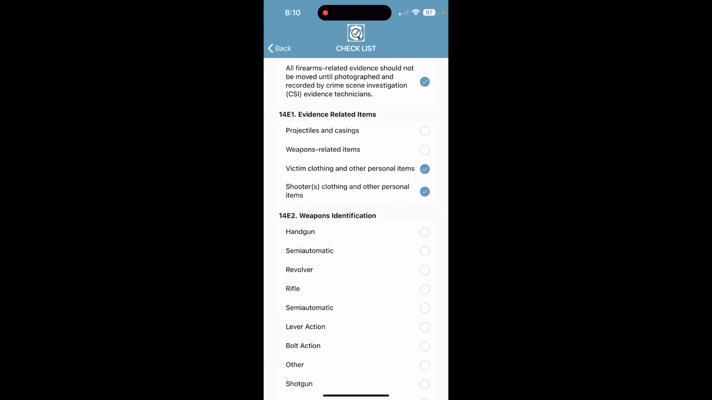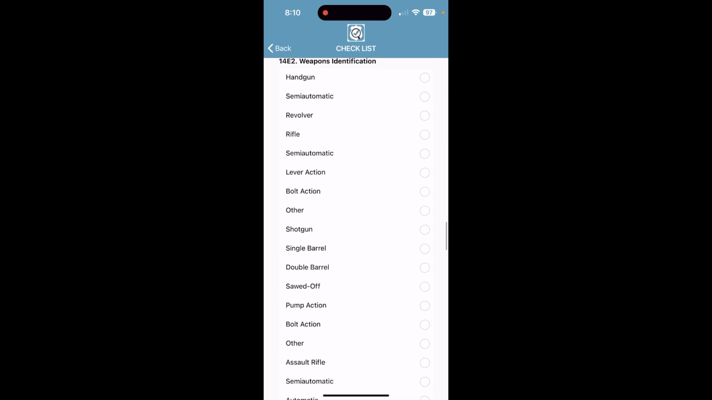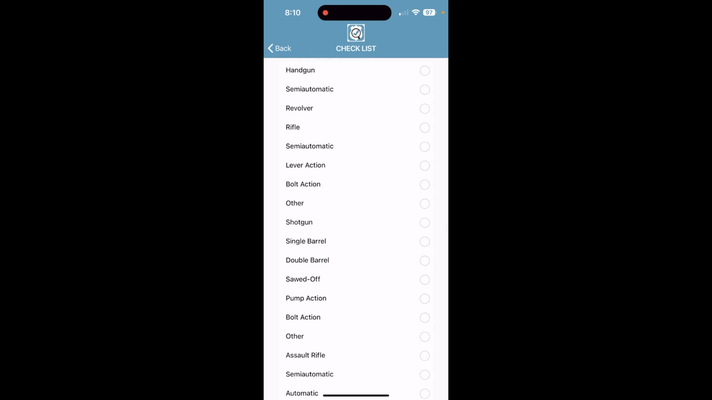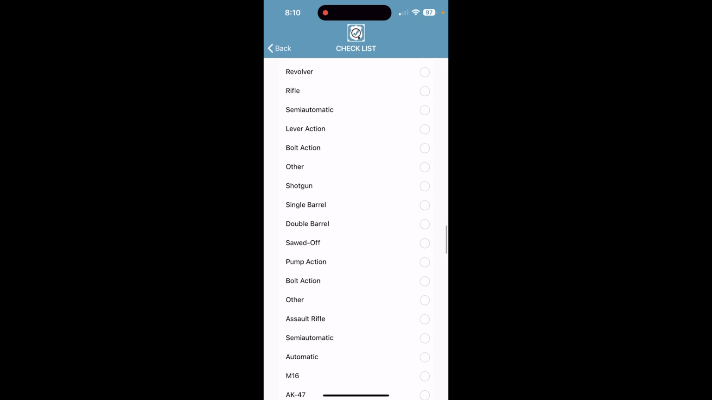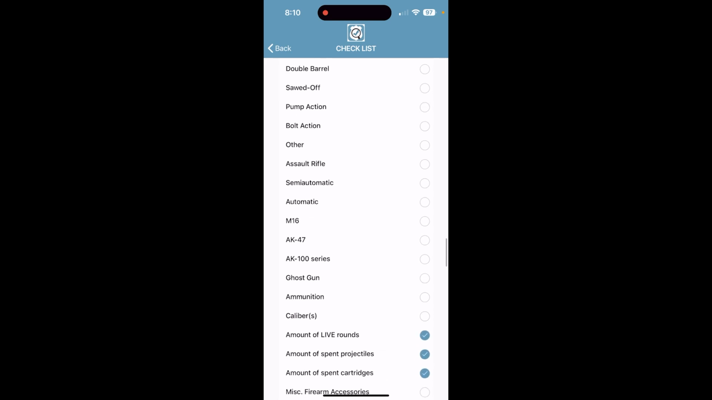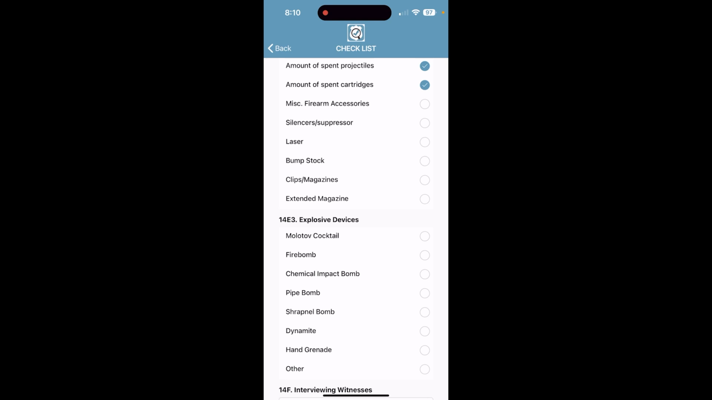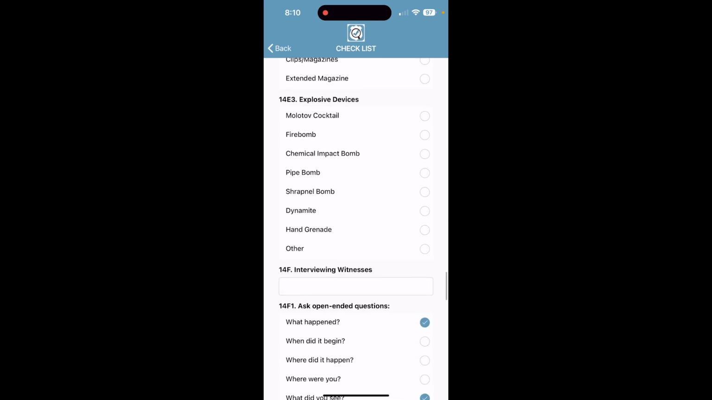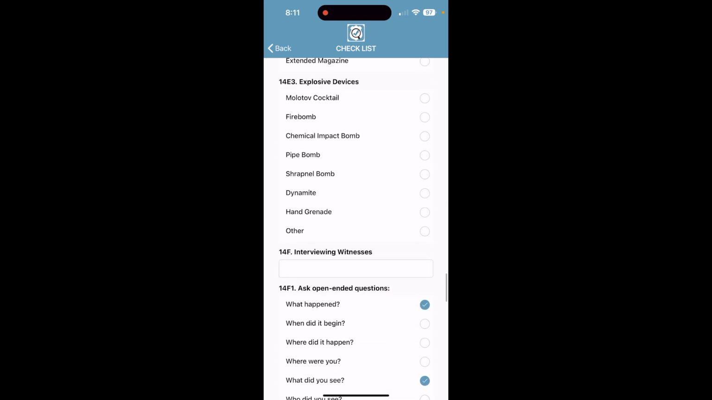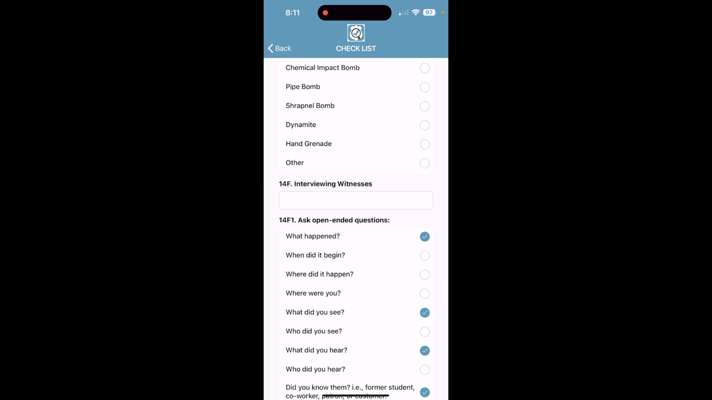There's a whole series of weapons identification here just to help you to remember what type of weapons you saw or involved with were used by the shooter or shooters. Also, there's a series of explosive devices to help you remember and ask the right kinds of questions. 14F has to do with interviewing witnesses.